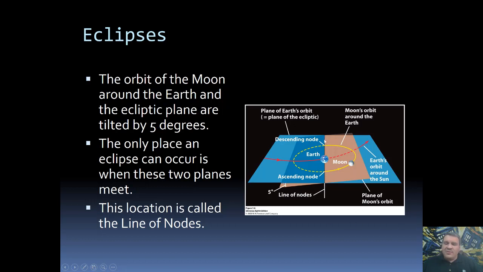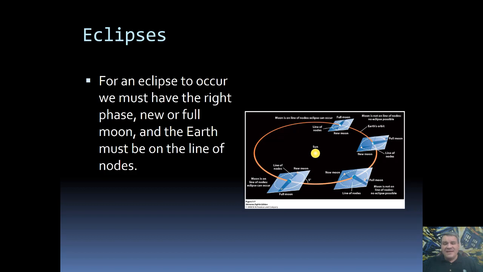Where the two planes meet, where the plane of the ecliptic and the plane of the moon's orbit meet, this is what we refer to as the line of nodes. So for us to actually get an eclipse, the moon doesn't just have to be in the right phase, it must also be in the right place in its orbit. The moon has to be on the line of nodes. So what this means is that eclipses are somewhat uncommon.